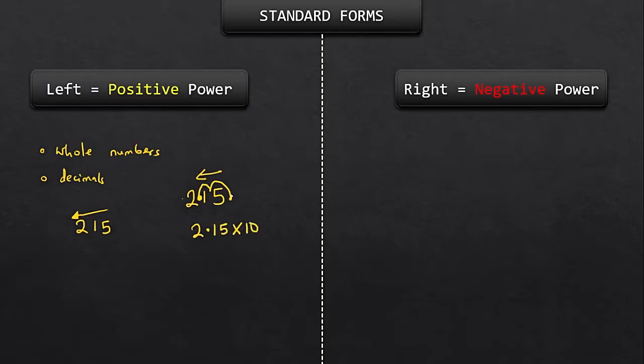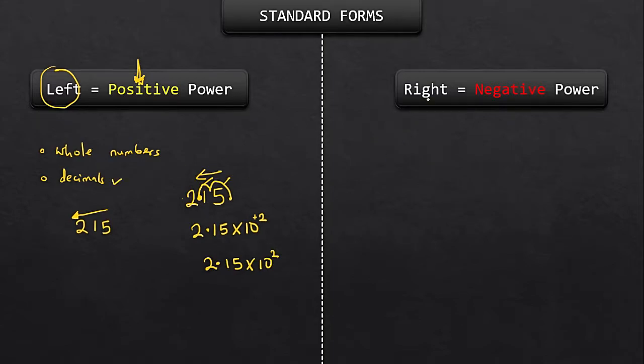times 10 raised to power. How many times did we move? We moved one time, two times. So we have times 10 raised to power 2. Since we moved to the left, we are going to have a positive power, meaning we could write plus 2. But since it's positive, we don't have to write the plus. So you can just write it as 2.15 times 10 raised to power 2. Very simple. But what if we have decimals?